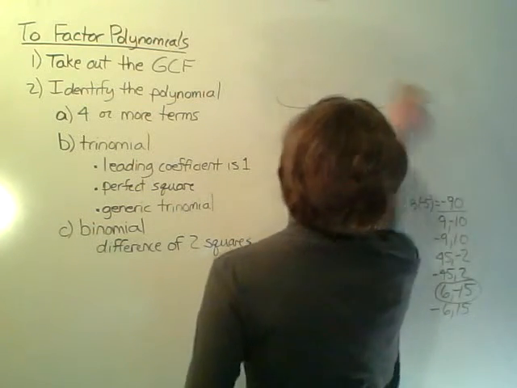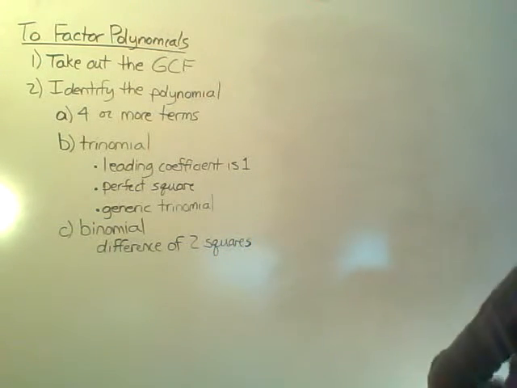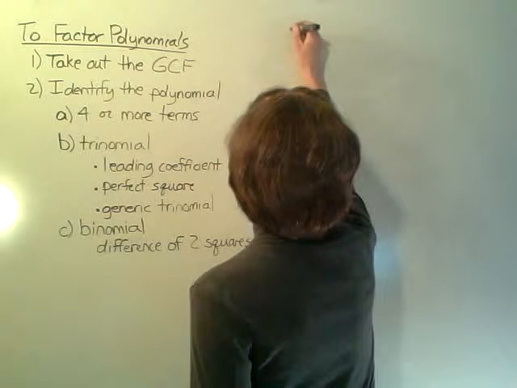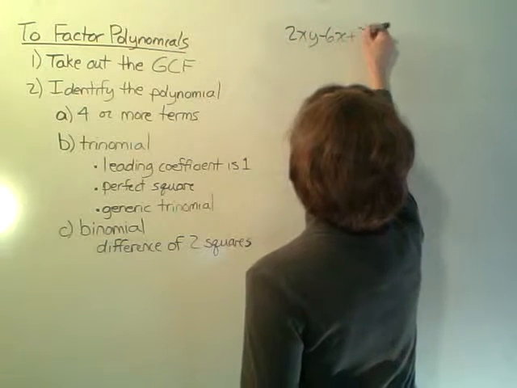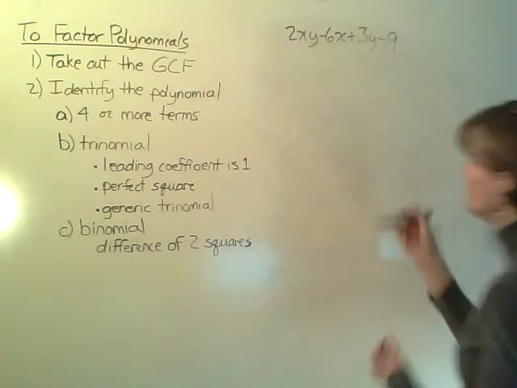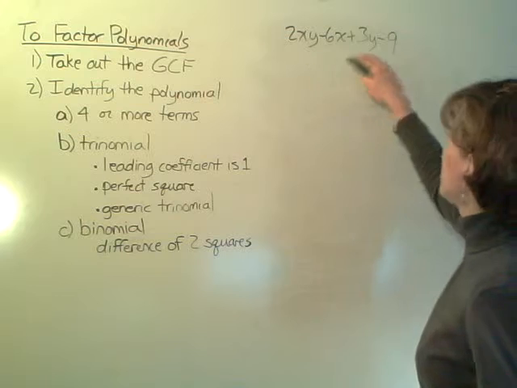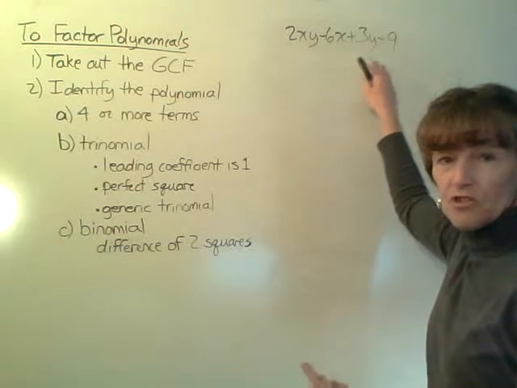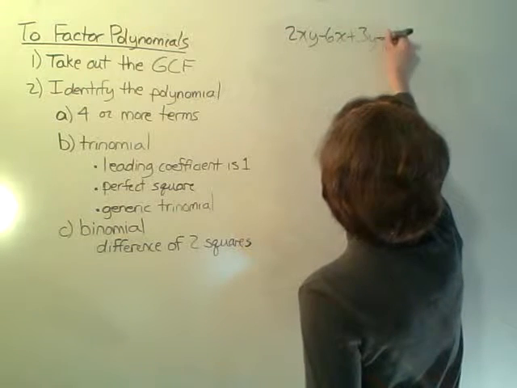We're going to do a couple more. 2xy minus 6x plus 3y minus 9. All right, take out the greatest common factor. Well, I don't have a greatest common factor. Some of these terms have one number in common, some another, but I don't have a greatest common factor.